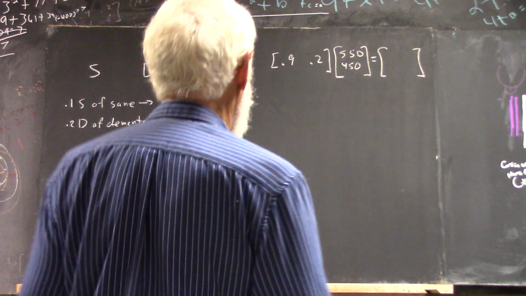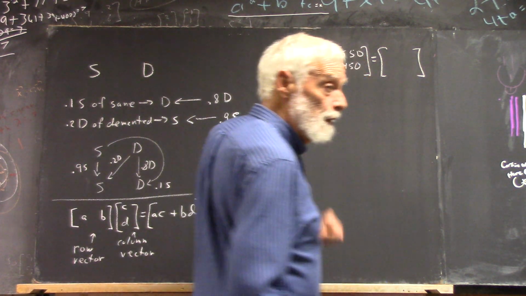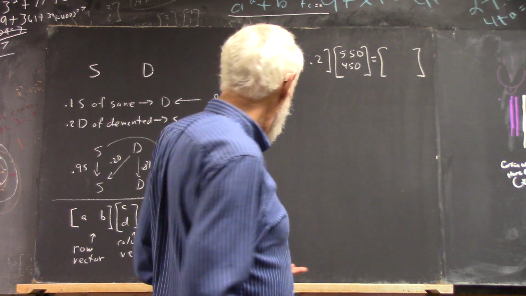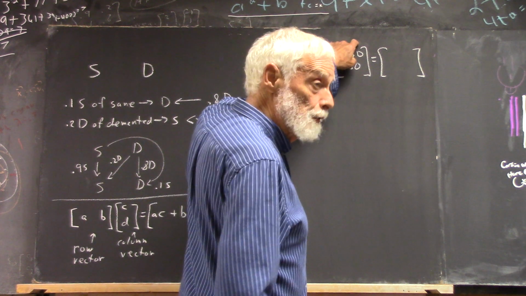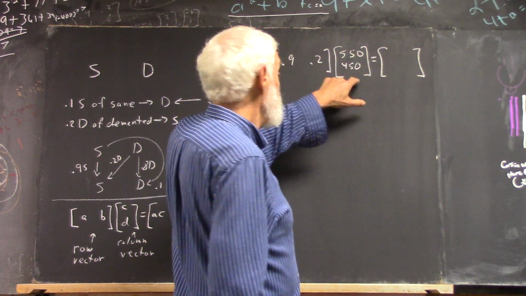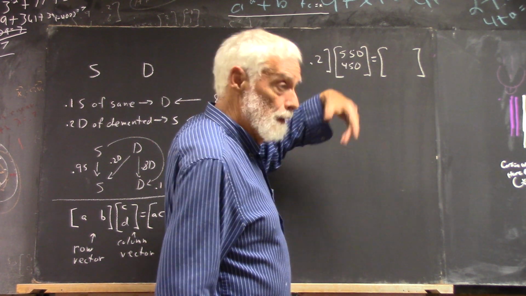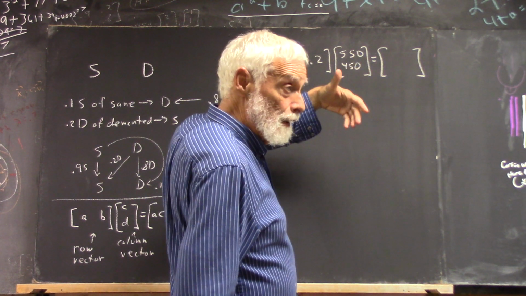Okay, so it's pretty simple. 0.9 times 550 is 495. So that would be your AC, right? First number in the row times the first number in the column. And then 0.2 times 450 is 90. So you're going to get 495 and 90, right?